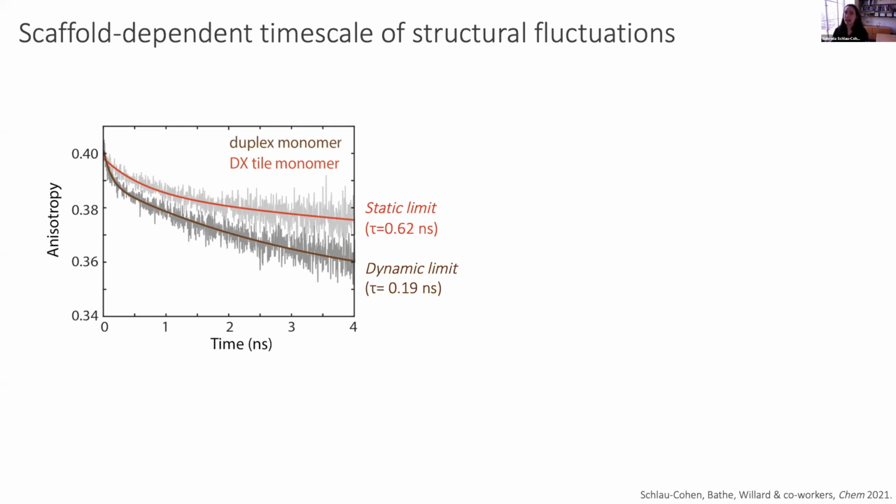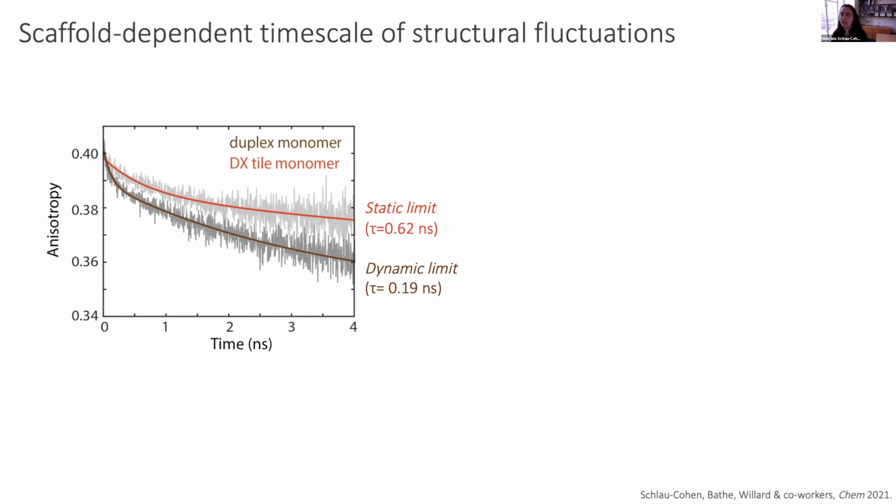If we think about the timescale of energy transfer, that tells us that the DX tile is roughly in the static limit, where these structural fluctuations are on a longer time scale than energy transfer. And the duplex is in roughly the dynamic limit, where those structural fluctuations are faster than the energy transfer. So why does that matter? Within a simple model, where you just take a centered cone angle model, then whether you're in the static limit or the dynamic limit, your efficiencies are roughly the same.